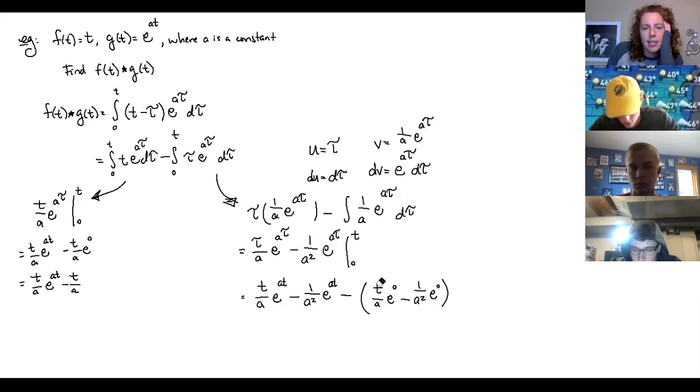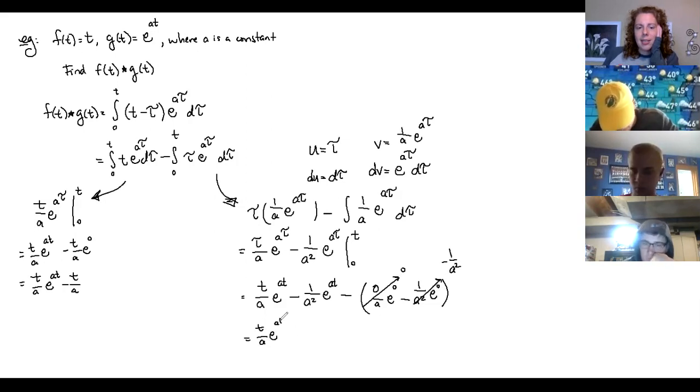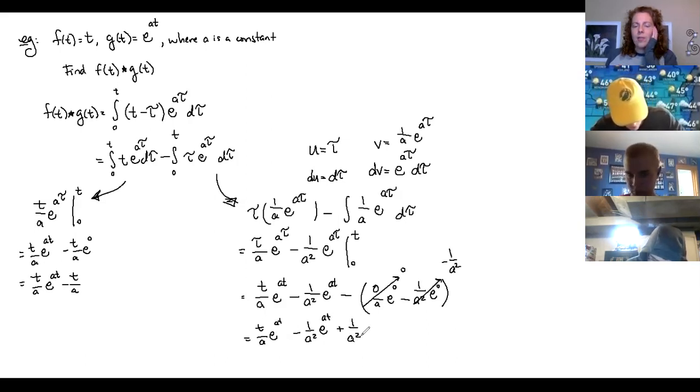Sorry. Yes, this is not a t. I don't want to plug in a t here. I want to plug in a 0. So 0 over a. Thank you. My bad. 0 over a. So then this first part inside the parentheses totally goes away. That part is 0. And then the second part is negative 1 over a squared. So I've got two negatives that become a positive. We've got t over a, e to the at, minus 1 over a squared, e to the at, plus 1 over a squared. So I've got a plus there.